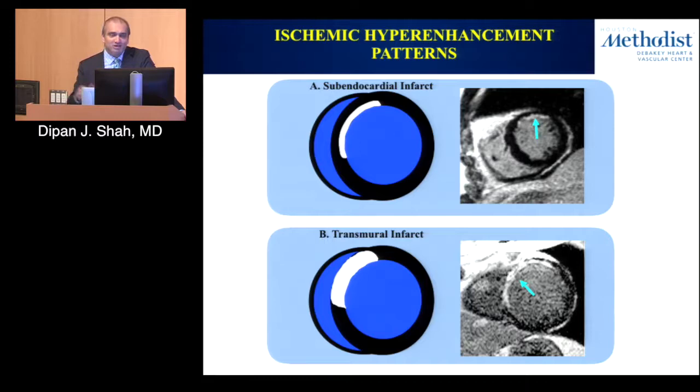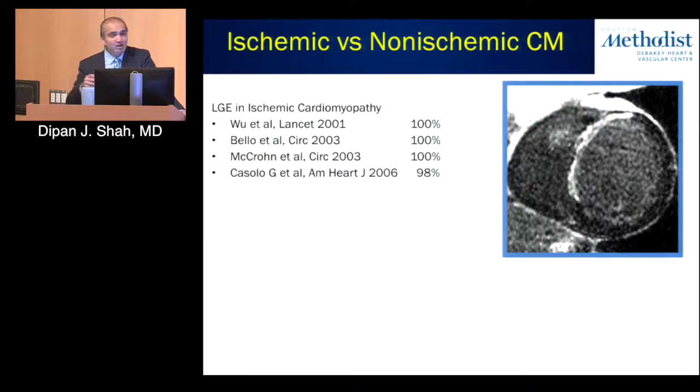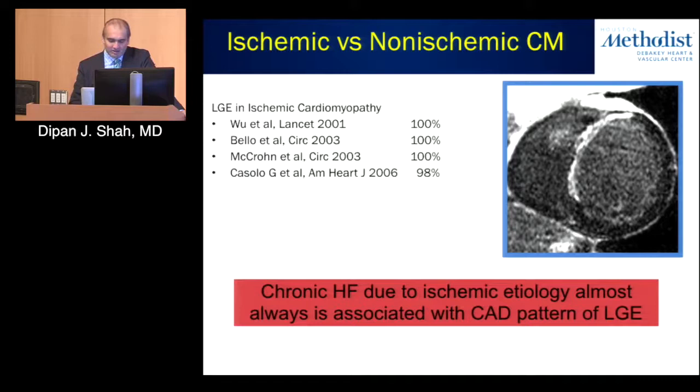And so there's actually been several studies that have looked at just patients presenting with chronic heart failure, and can simply doing this delayed enhancement CMR help you to identify whether they have ischemic or non-ischemic heart failure. And in fact, these studies show that in the setting of chronic heart failure, ischemic etiology is almost always associated with the evidence of late gadolinium enhancement by CMR, with a sensitivity here of anywhere from 98 to 100%.